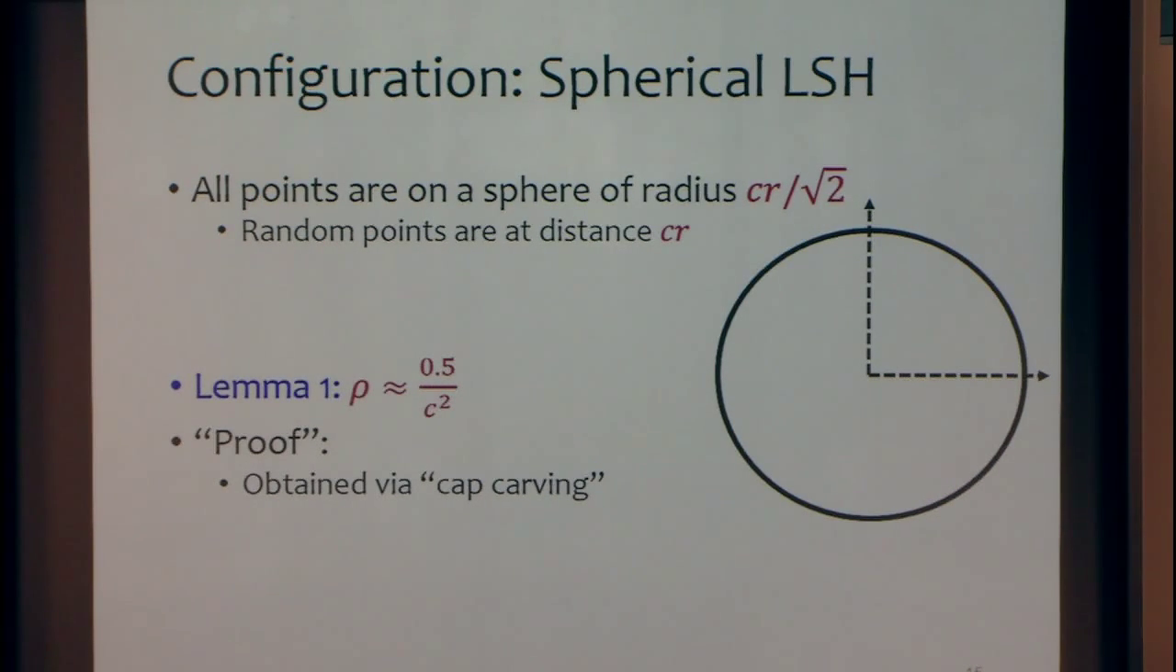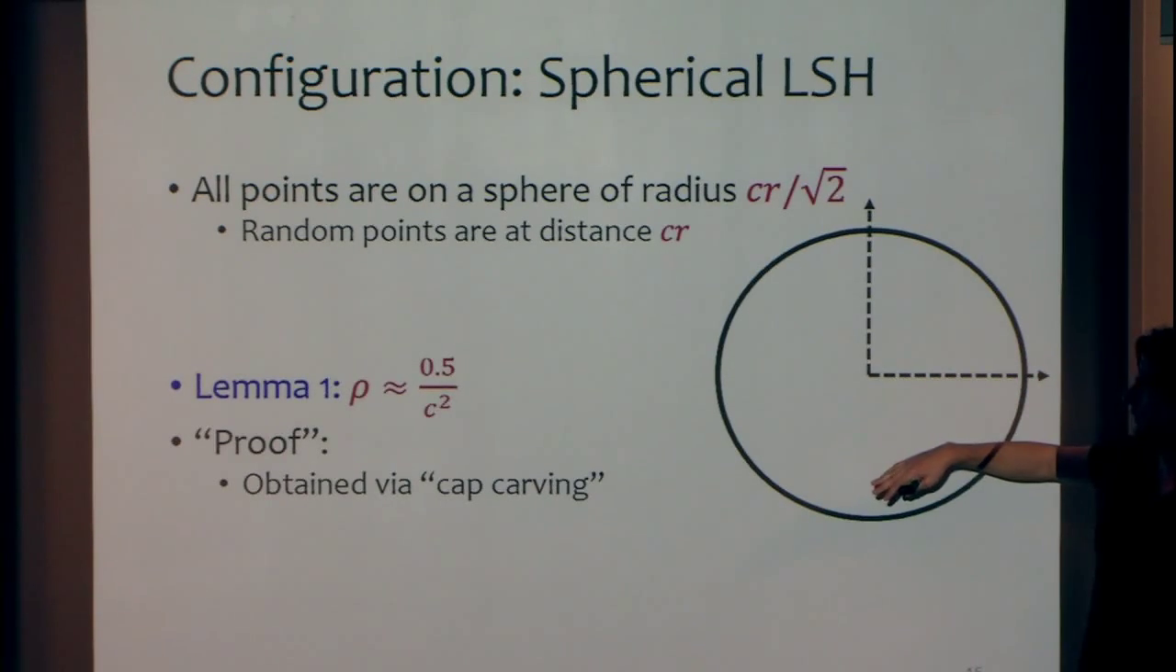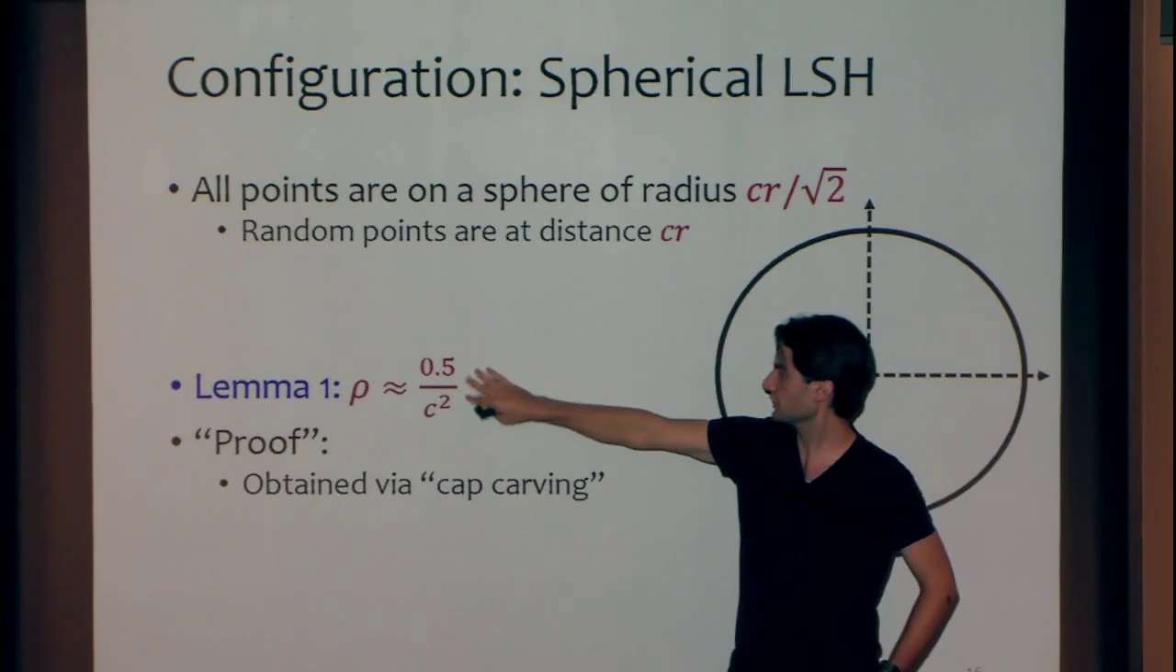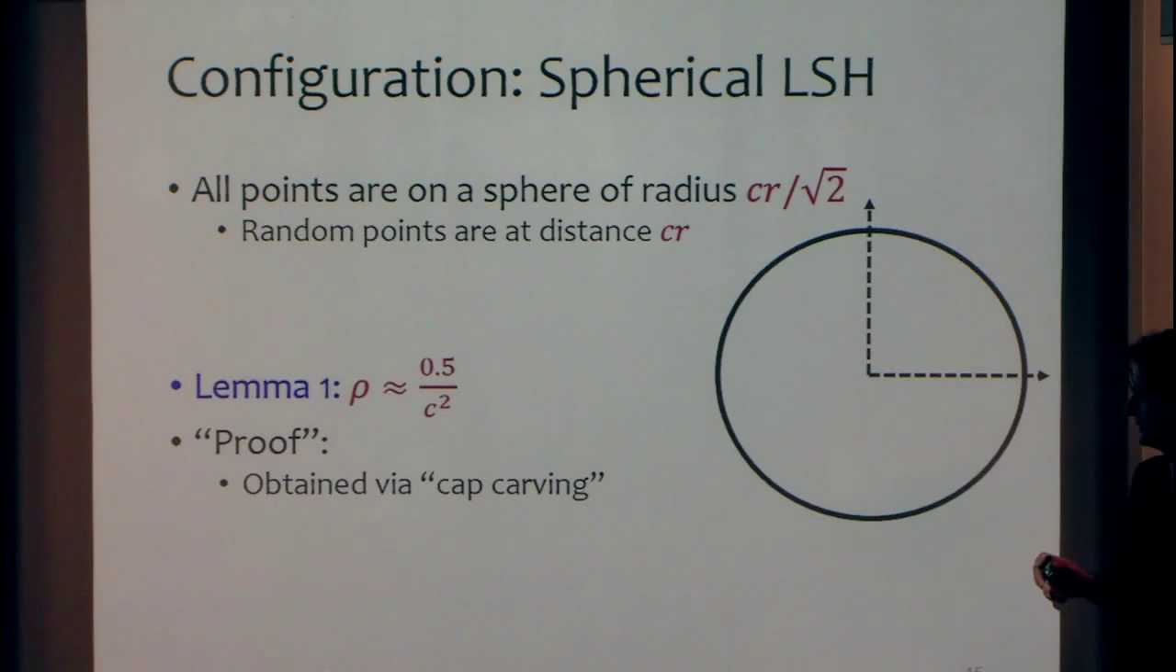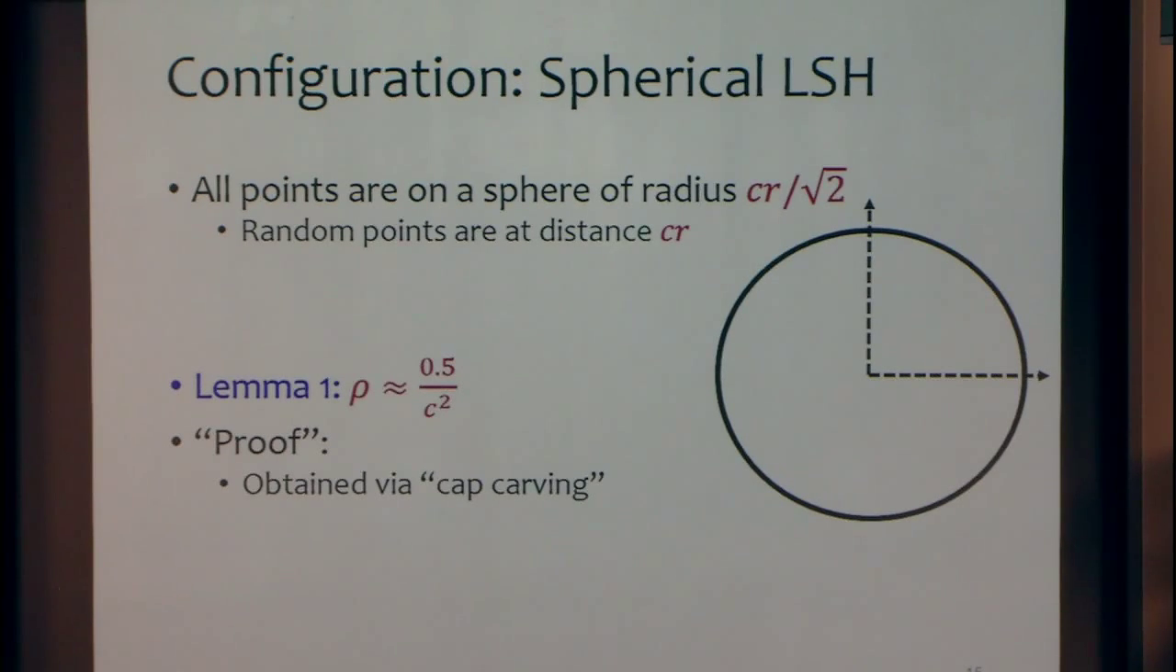So essentially, it simulates this random situation for Hamming space where one could get rho better than the lower bound. In this situation, one can obtain rho which is half divided by c squared. It's just a picture, not a proof, I guess. But this can be obtained by what looks like cap carving. Pictorially, you draw some random lines that cut parts of the caps of the sphere.